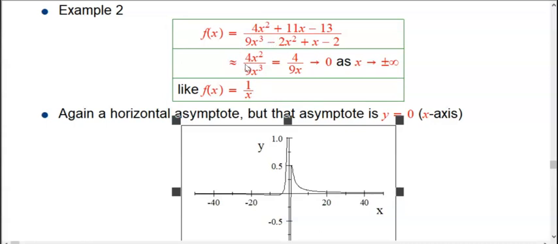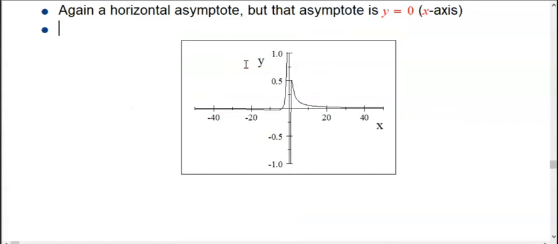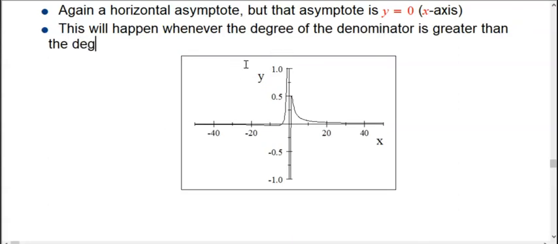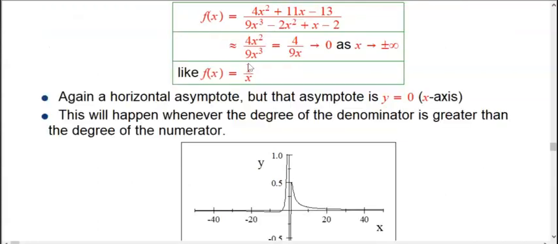So again, the main thing is the cover up, cancel to simplify as needed, and then just recognize that if I've got a leftover x in the denominator, then it's going to go to 0. So this will happen. This is actually really one of the nicest cases. Whenever the degree of the denominator is greater than the degree of the numerator. Okay. So that's a shortcut.